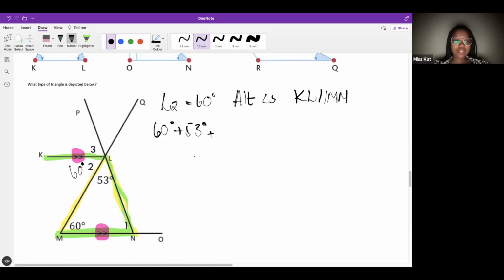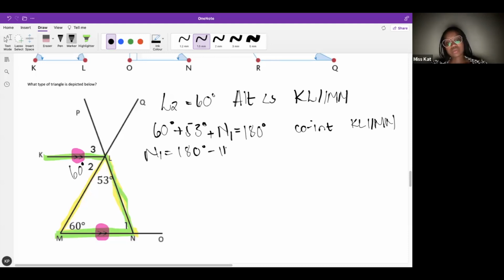Where did you get 60? Oh, no. N1, ma'am. Plus N1 is equal to 180. Beautiful. My reason: co-interior angles, ma'am. So KL is parallel to MN. Yes. So therefore, N1 is, okay, let's say 180 minus 113, which is 67 degrees. Beautiful. That makes this triangle a what?